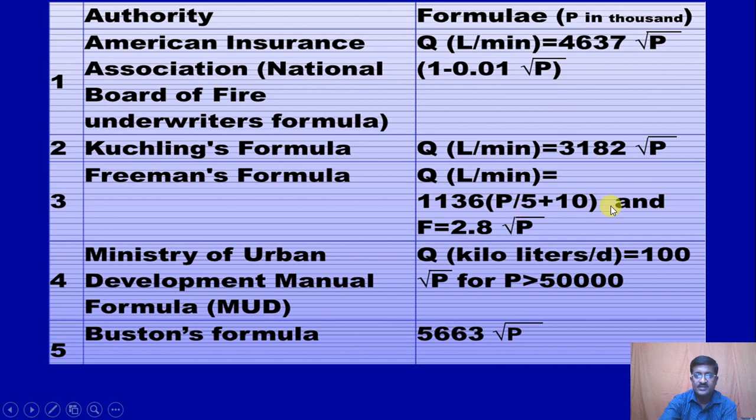We'll work these out. Then the Ministry of Urban Development manual formula, MUD, where Q is in kiloliters per day, is 100 √P for P greater than 50,000. Then Weston's formula is 5663 √P. So these are the various formulae given by the various authorities, and we can find the demand using whichever formula is more convenient.